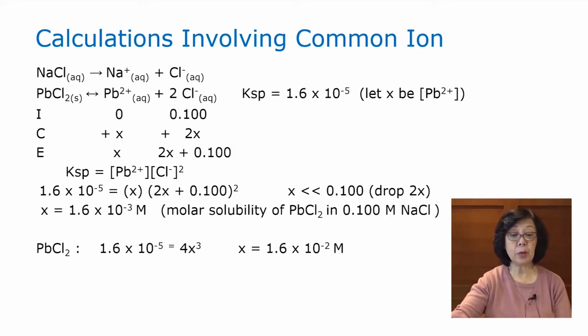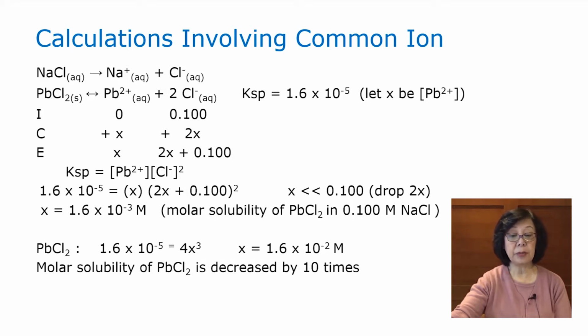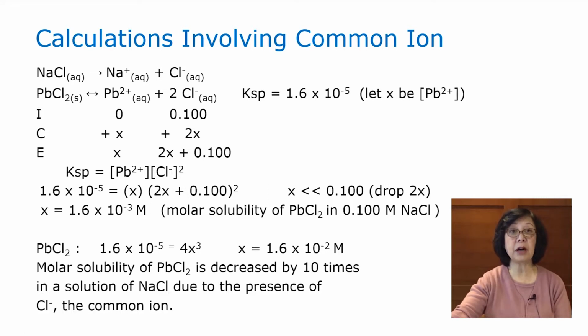Now let's compare that with pure lead chloride in a saturated solution. The molar solubility of that would be 1.6 times 10 to the minus 2 molar. Therefore, you can see that the molar solubility of lead chloride is decreased by about 10 times in the presence of sodium chloride due to the presence of the common chloride ion.